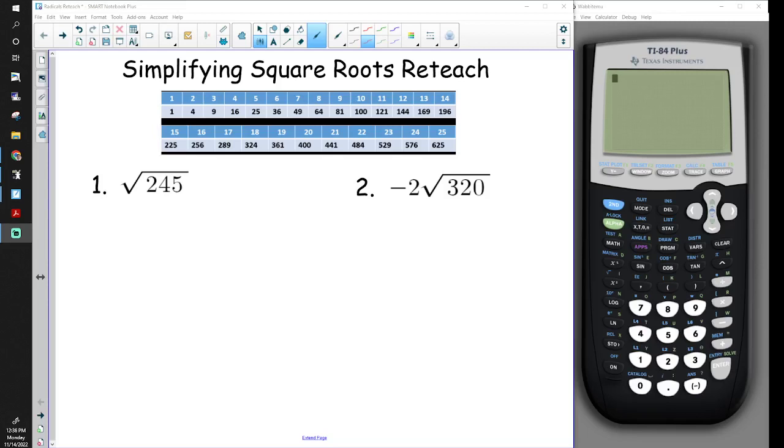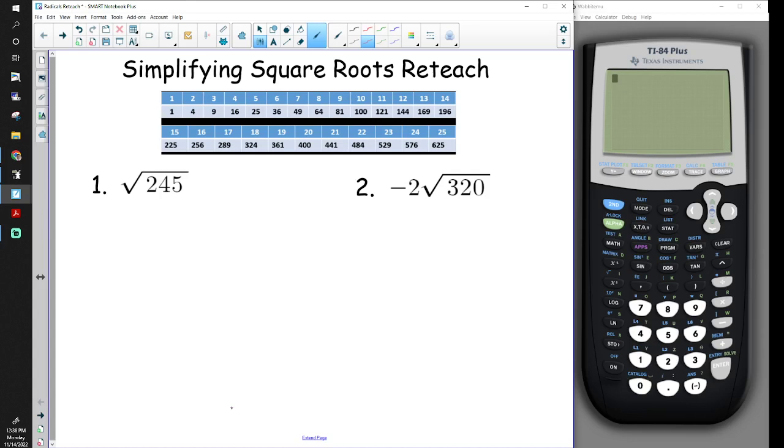All right, simplifying square roots. A square root must always, always, always, always be simplified. Always. It is unacceptable to write down an answer that is unsimplified. So we are going to be simplifying square roots pretty much the rest of the year, so it's important we learn this. So, the square root of 245.